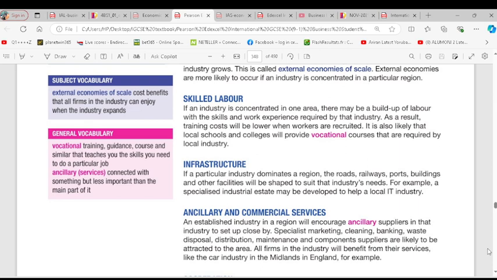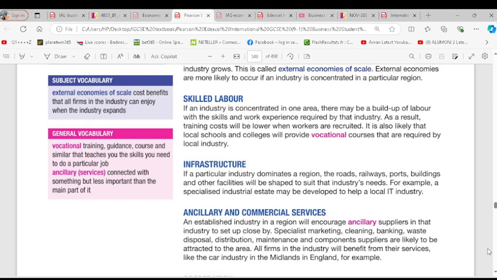The educational industry is mostly in Tripoli, right? That's why we have a lot of schools in Tripoli. So this will bring about a lot of skilled labor. A lot of skilled workers, teachers, would come from wherever they are to Tripoli because a lot of schools are in Tripoli. So that's why they said external economies of scale may occur if the industry is concentrated in one region, Tripoli as an example.